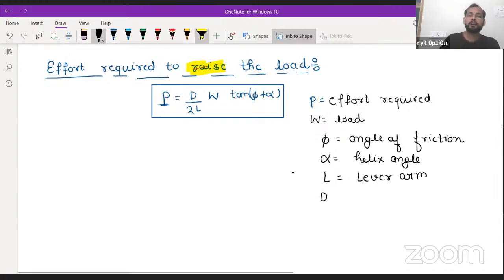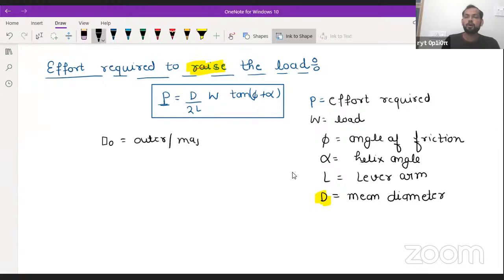And what is D? This term is very important, so always remember this in your mind. D is the mean diameter. Because sometimes in a problem you will see that the mean diameter is not given. The outer diameter, that is D naught, is also known as major diameter or nominal diameter. And DI is also known as root diameter, core diameter, or minor diameter.